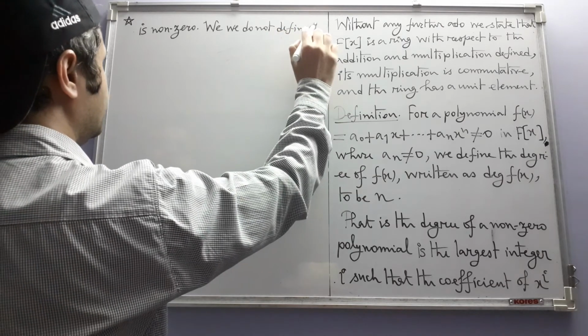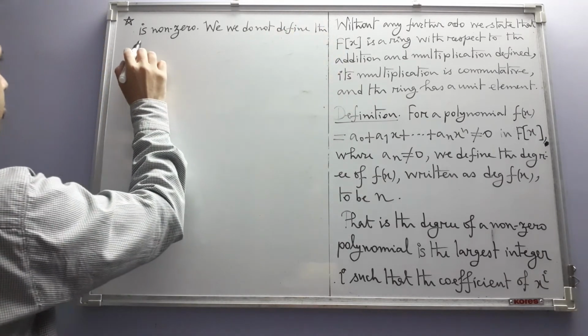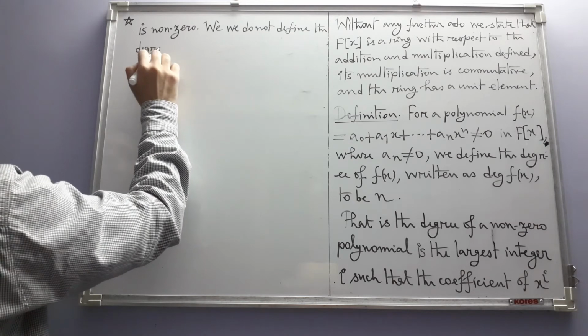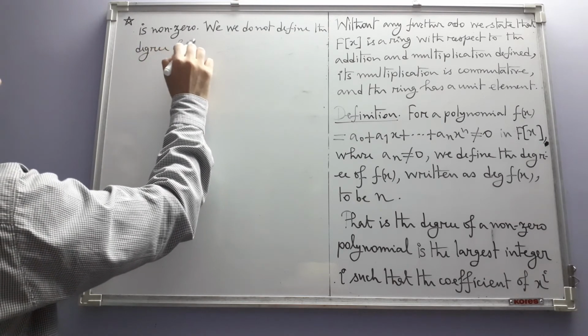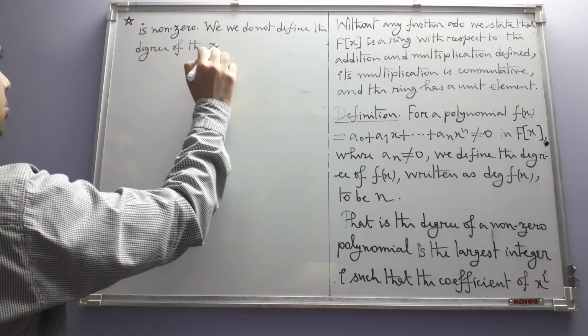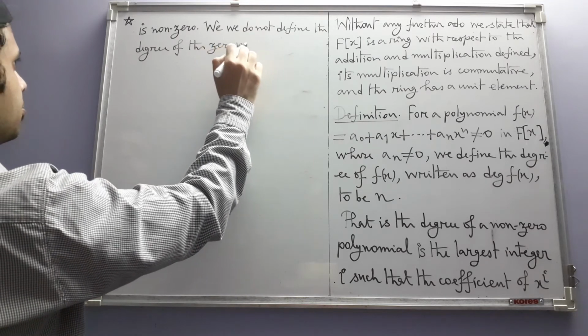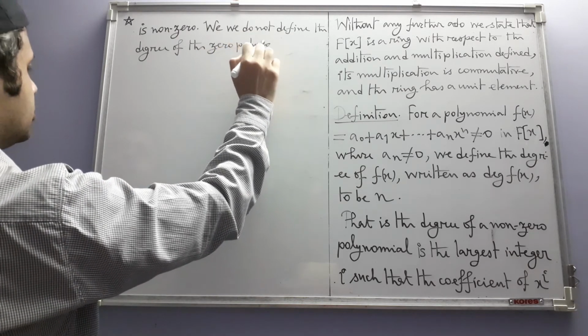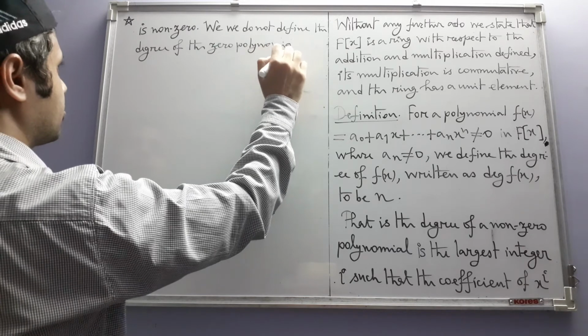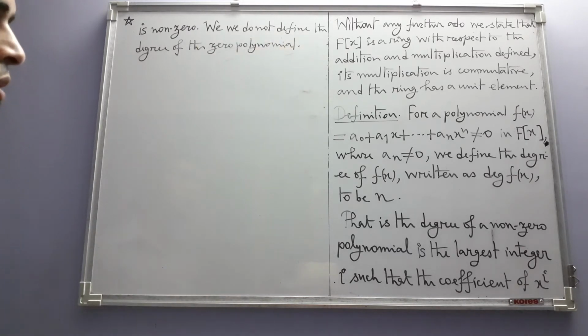We do not define the degree of the zero polynomial. Some authors define the degree of the zero polynomial to be -1 or -infinity, or in fact any negative integer, but we will not do that.